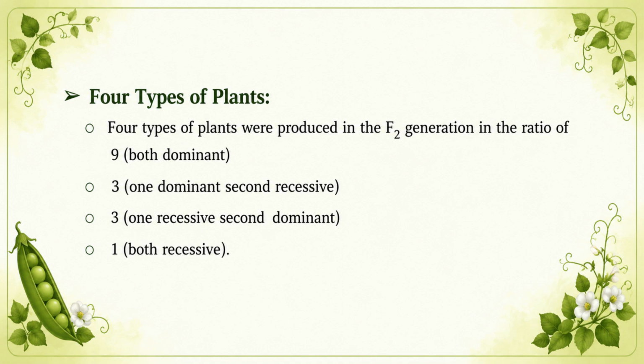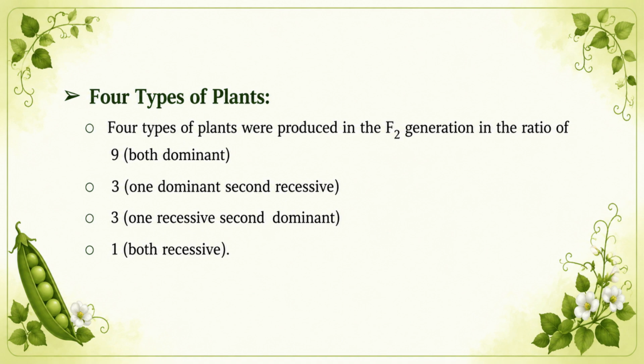The second group showed one dominant trait and one recessive trait. These plants had round and green seeds. Out of every 16 plants, 3 belonged to this category. The third group also showed one dominant trait and one recessive trait, but in a different combination. These plants had wrinkled and yellow seeds. Again, 3 out of every 16 plants belonged to this category. Finally, the fourth group showed both recessive traits together. These plants had wrinkled and green seeds. Only 1 out of every 16 plants belonged to this category.